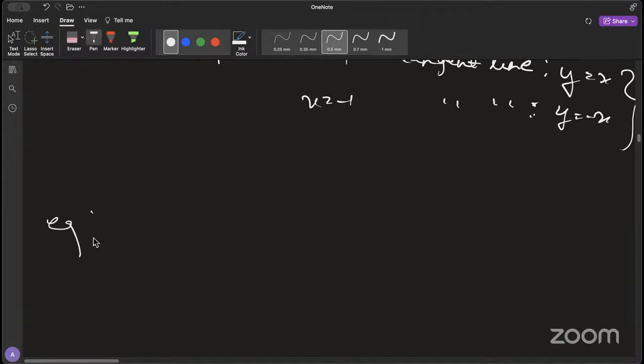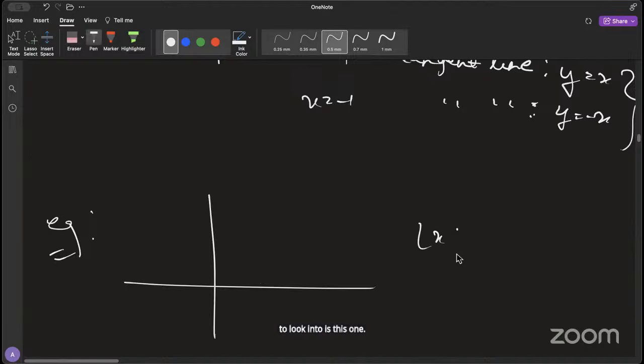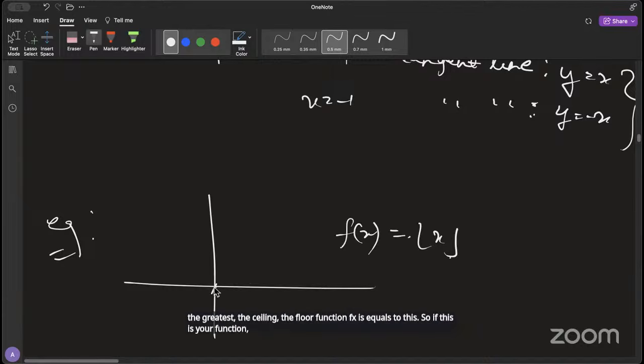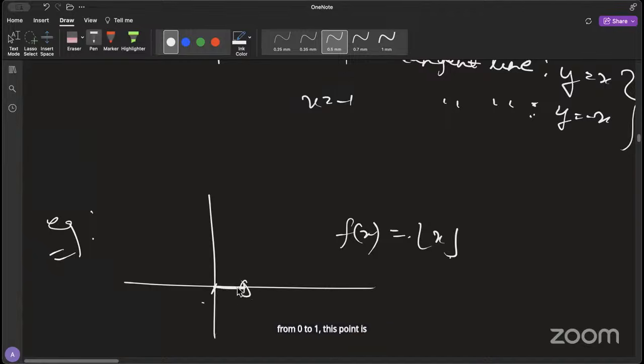One more example to look into is this one. The greatest integer function, the floor function, f(x) is equal to this. So if this is your function, then it will be this, right? From 0 to 1, this point is not included. So for all the values between 0 to 1, your function's value will be 0.